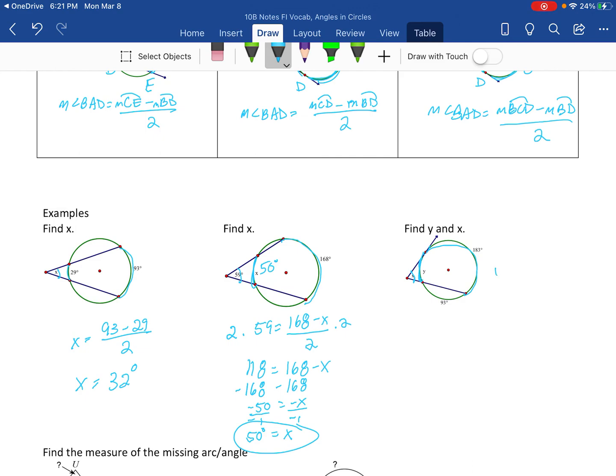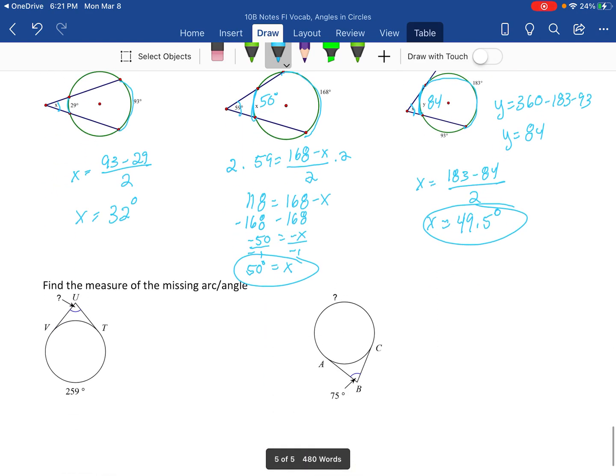Now we have a little bit of a problem here because we don't know this arc, but we can find y by subtracting from 360. So that's going to be 360 minus 183 minus 93. So y in this case is 84. And then I use my formula. My angle is my big arc, if it's on the outside, minus my small arc divided by 2. And so in this case, x is going to be 49.5 degrees.